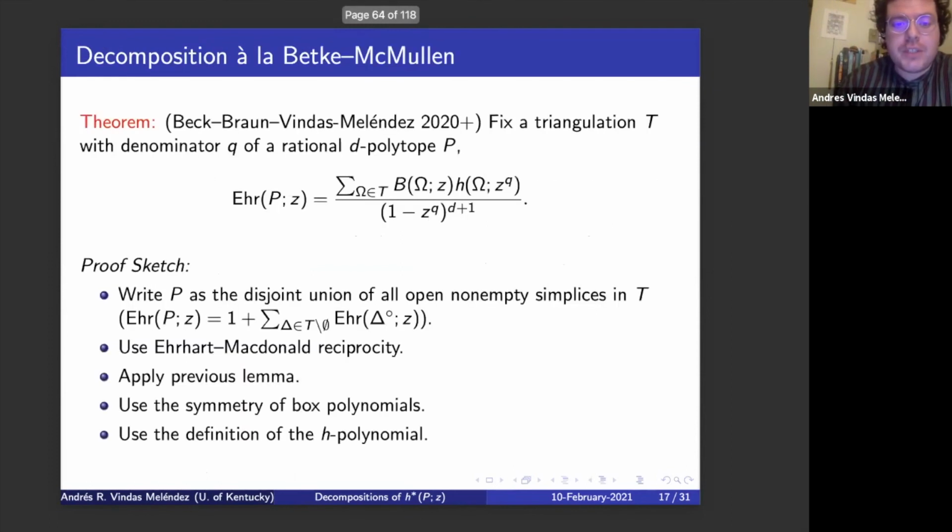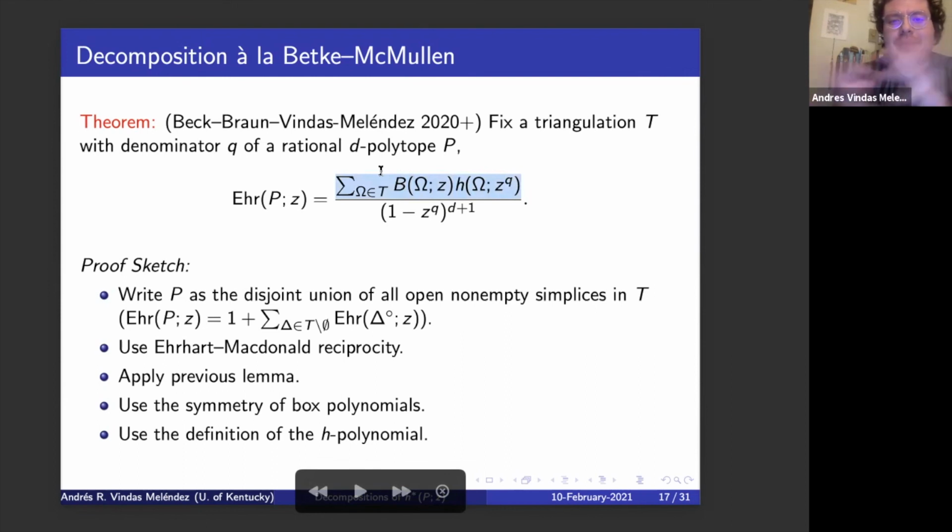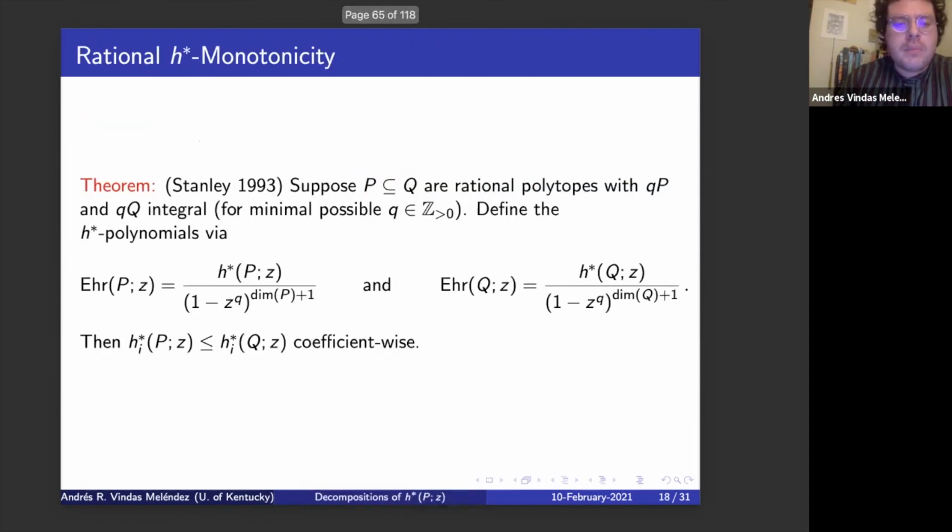It was just kind of pushing through the appropriate pieces. One thing to note is that these box polynomials and H polynomials all have non-negative coefficients. Because we're summing non-negative coefficients, this is a different roundabout way to see Stanley's non-negativity result. Okay. What I want to do now is use the Betke and McMullen decomposition to prove Stanley's monotonicity result.